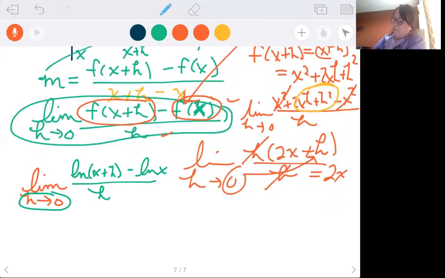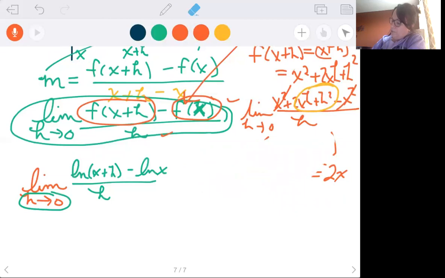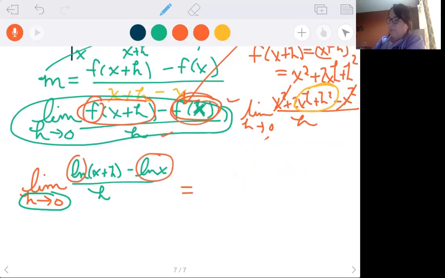All right, so again, when you plug in 0 for h, you get ln x minus ln x, which is 0 over 0. This is the formal definition of the derivative of, in this case, my f of x is the natural log function. They'll always have ln x as one of the options. This is not ln x. This is the derivative of ln x. Okay, this is f prime of x. All right, so f prime of x, where f of x was ln x. So what's the derivative of ln x? 1 over x.